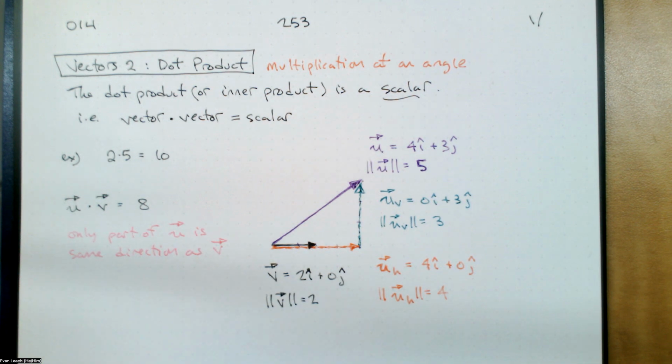This is how we want to think about the dot product. I'm multiplying two values, but if those values have different directions, then I have to look at how much of one vector is going in the direction of the other vector. We only get to take how much one vector is going in the direction of the other vector.